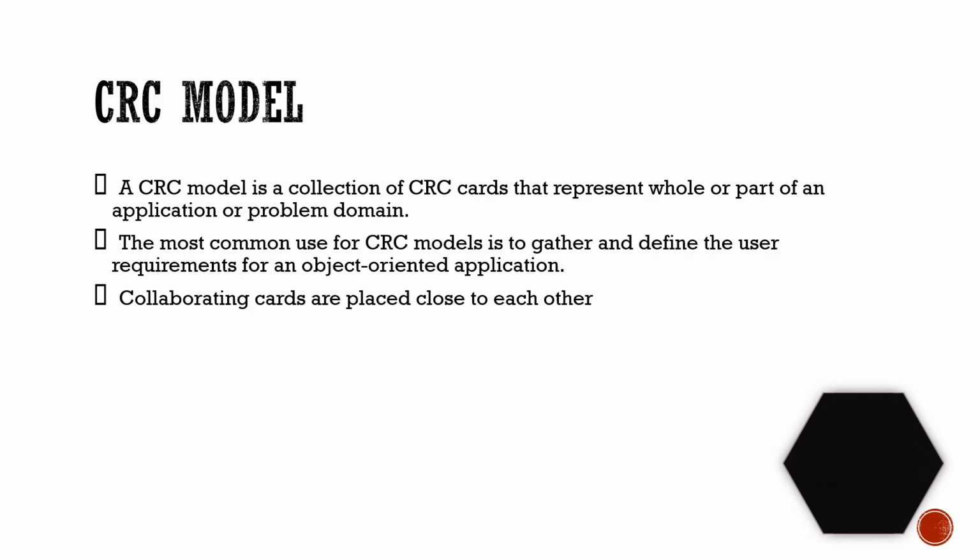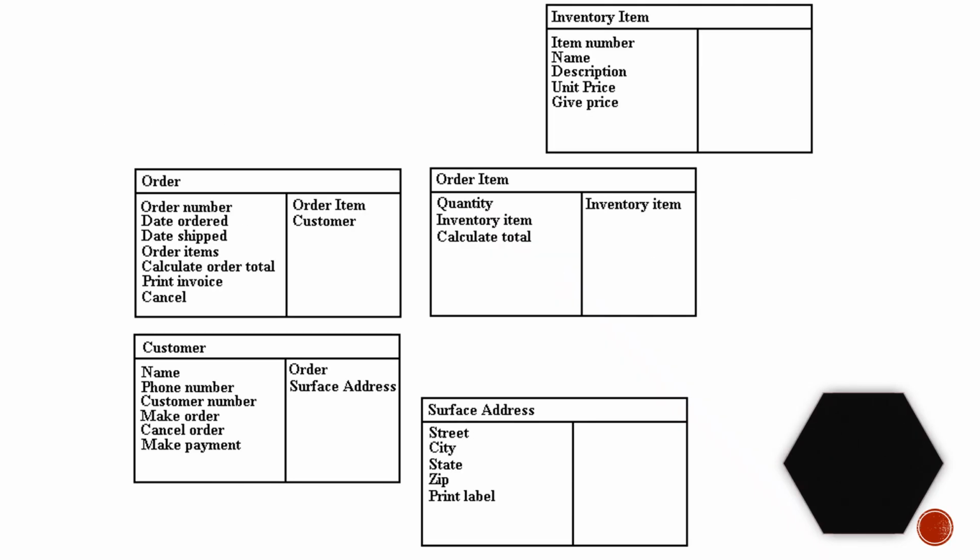A CRC model is a collection of CRC cards that represent the whole or a part of an application or problem domain. The most common use of a CRC model is to gather and define the users' requirements for an object-oriented application. Collaborating cards are placed close to each other. Here is its implementation.